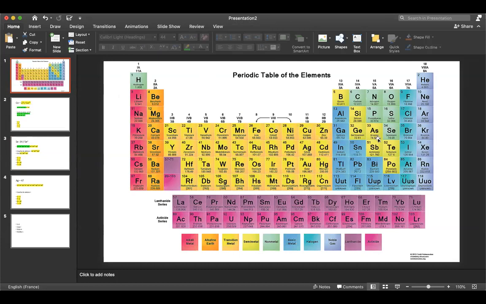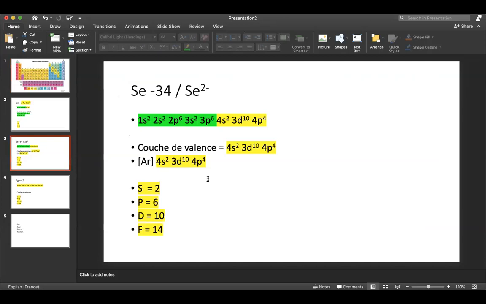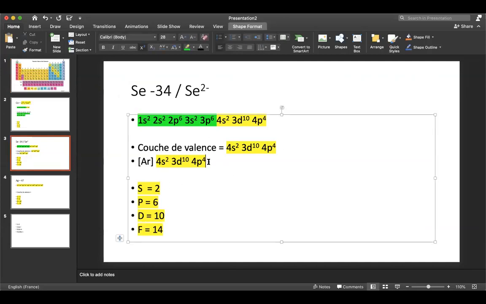Selenium. So it's in group 6 or group 16. So it's going to gain how many electrons? 2 more electrons, and therefore we have stability. We have stability.